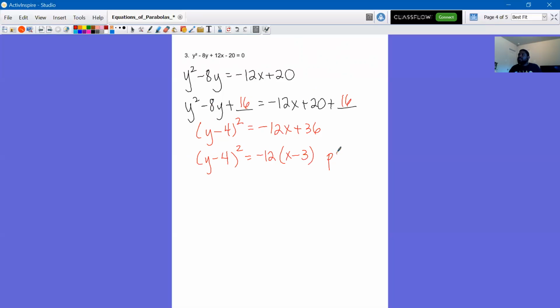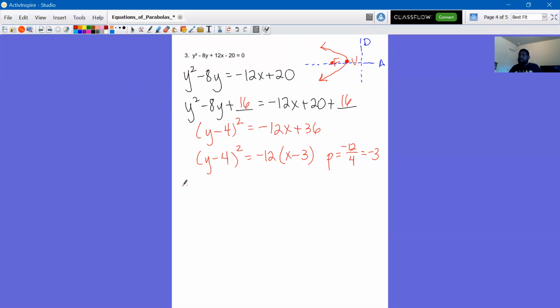Okay, so we're going to compute our p. So our p is -12 over 4, which is -3. So we have a parabola that opens to the left. So let me go ahead and do my rough sketch up here. So my vertex is here, my focus is here. My axis of symmetry always goes through the focus and the vertex. And my directrix is outside the parabola. So in this case, it's going to be to the right of the parabola.